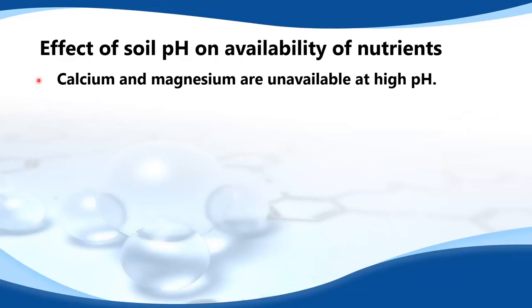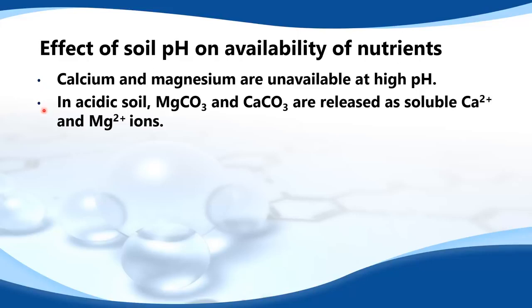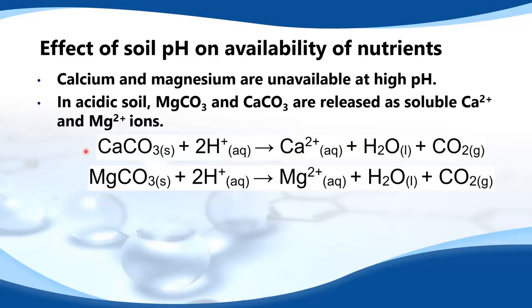Next, we look at calcium and magnesium. So calcium and magnesium are unavailable at high pH. In acidic soil, magnesium carbonate and calcium carbonate are released as soluble Ca2+ and Mg2+ ions. And here are the two equations. We have calcium carbonate reacting with H+ ions to form those Ca2+ ions, and here we have magnesium carbonate reacting with the hydrogen ions to form the Mg2+ ion.